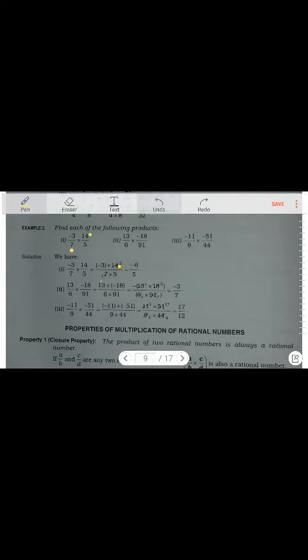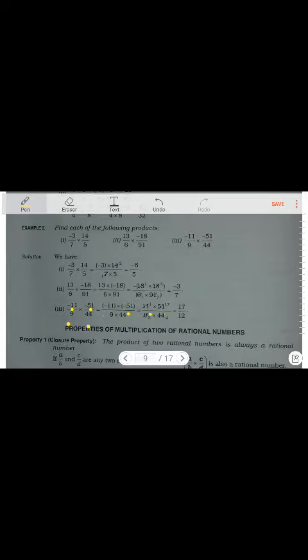If you see the third example, that is minus 11 by 9 into minus 51 by 4. So what happens? You just multiply numerator and numerator, that is minus 11 into minus 51. Minus minus becomes plus, so here it has been written 11 into 51, and below, denominator and denominator should be multiplied, that is 9 into 44.